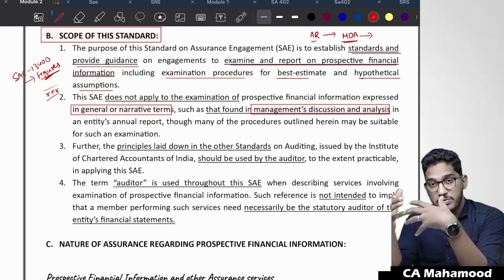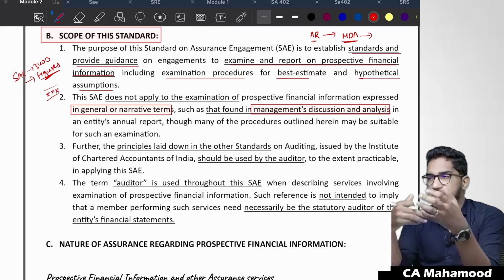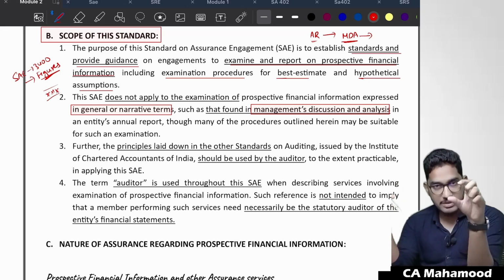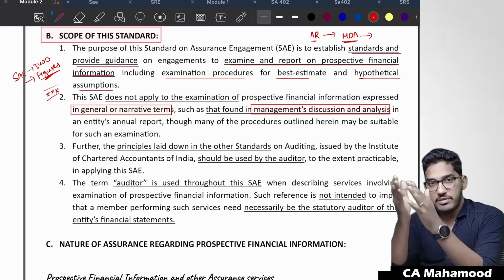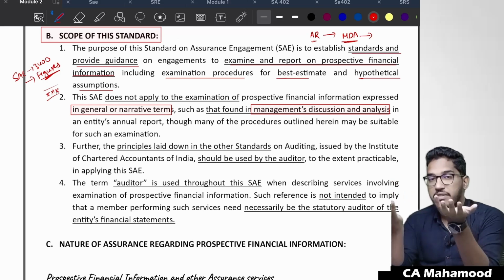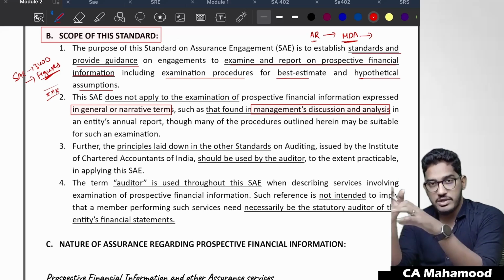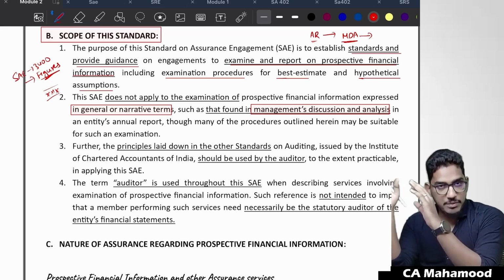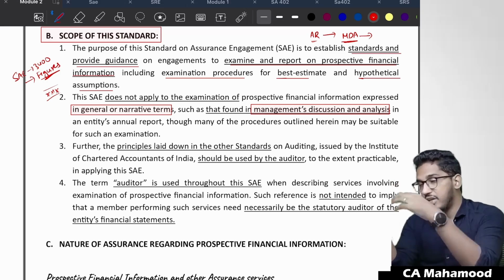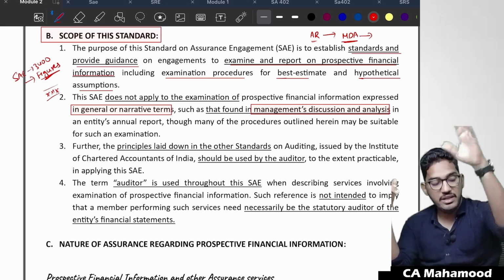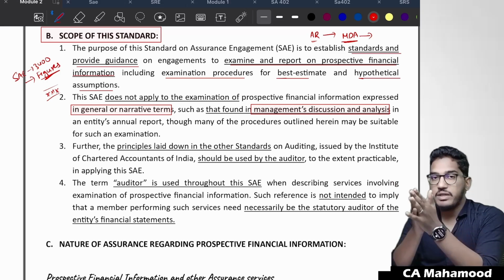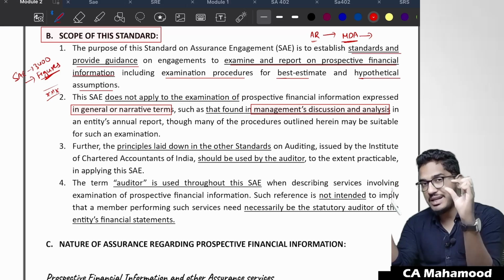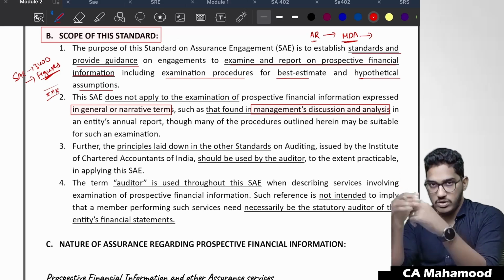But that management has expressed their future in narrative terms, in explanatory terms, in qualitative terms. They did not express that in numbers. So if you are verifying something which is expressed in qualitative terms, like we will become the top company in the world, we will beat so and so other company, we'll become the leader in the industry, if this kind of information is presented in narrative terms, then SAE will not become applicable.